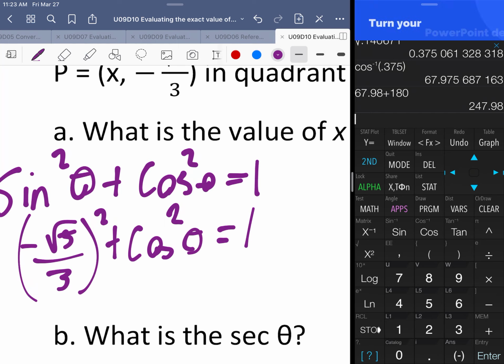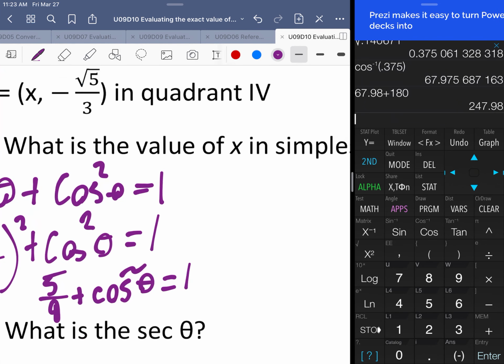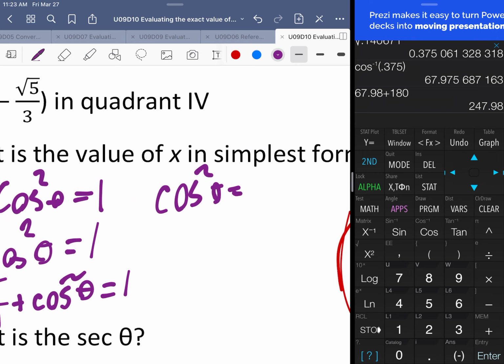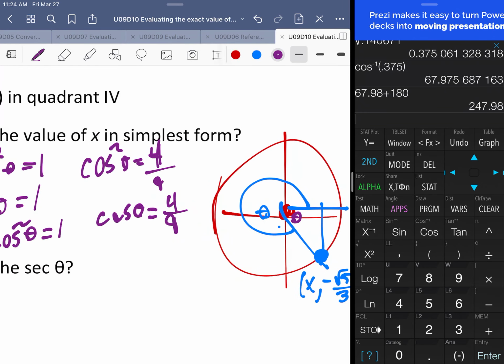We're going to do the same thing we did a minute ago and figure out what cosine is. So if we square that, negative radical 5 times negative radical 5 is just 5 divided by 9, so 5/9 plus cosine square theta equals 1. If we subtract 5/9 to the other side, we'll get 4/9. So cosine square theta is equal to 4/9. And if we take the square root of both sides, we get cosine theta is equal to 4 over 9. All right, so that means that x is 4/9.